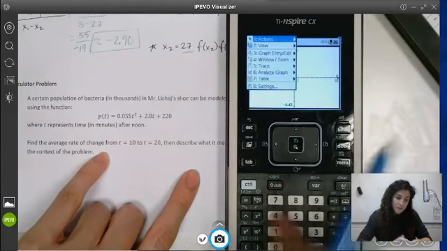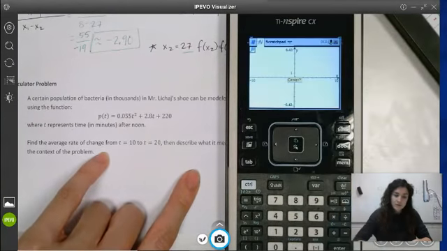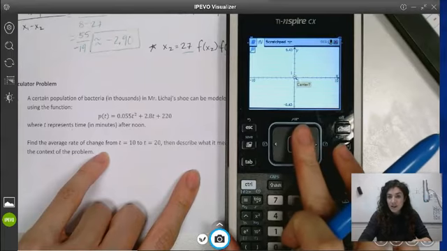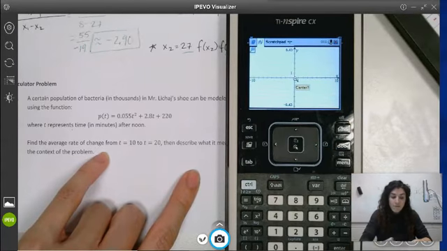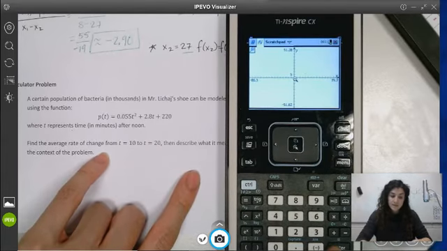Menu, zoom, out. Then it says center. Notice that my little guy is right there. Every time you press enter, it zooms out. I don't have to do anything else. I just keep pressing enter. Ta-da!